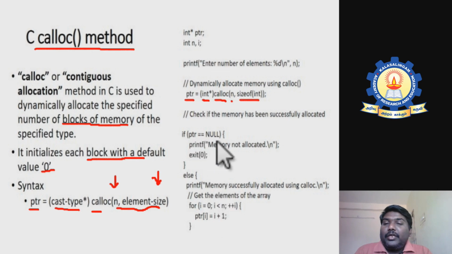It will return a pointer. If it is null, you can say that it is not allocated, and you can exit from the program. Otherwise, you can use a for statement similar to the previous program, and you can get the values.